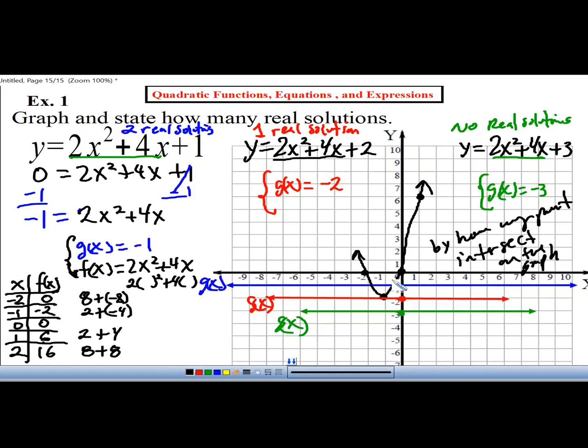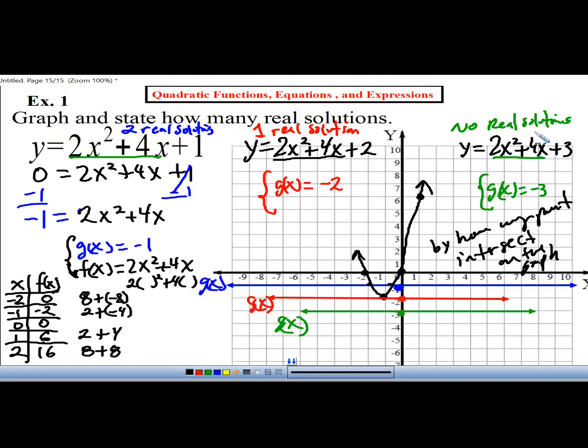Look at this black graph. How many times does it intersect the blue graph? 2 times, so that's why it has 2 solutions. Look at this red one. How many times does the black graph intersect the red one? Only 1. It barely touches. That's why it's only 1 solution. How many times does this black graph intersect the green one? Does it intersect? No, that's why it has no real solutions. And that's how we determine.